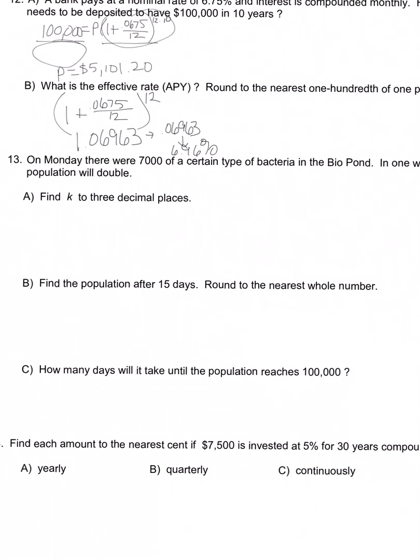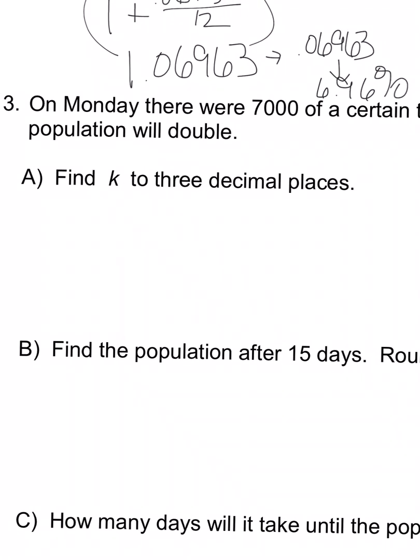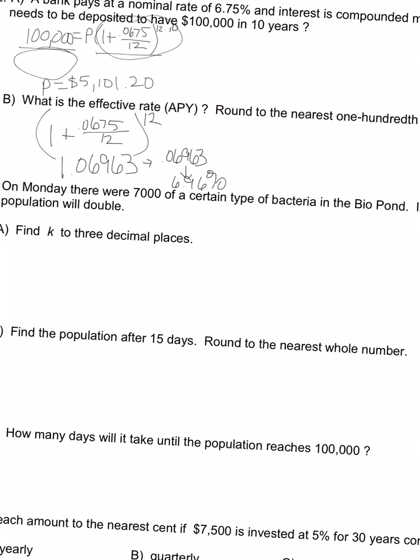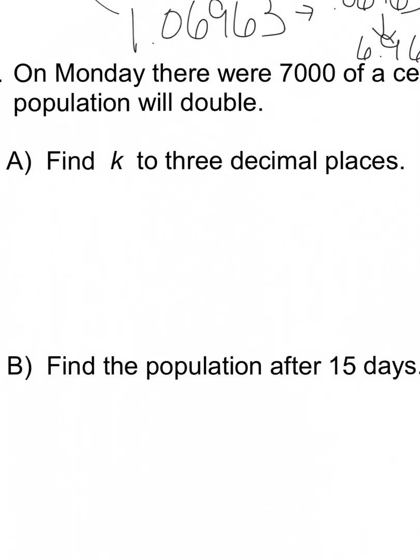Coming to 13, Monday, there were 7,000 bacteria in a pond. In 1 week, the population will double. So in this one, it doesn't tell us continuously, but we can assume, since we're talking about natural exponential growth, that we are going to use natural or continuous growth, the Pe^(rt). In this case, they want to use k. So it's saying that it takes how many days? It has 1 week, so I'm going to put that in units of days. So I'm going to go 2 is our A over P.